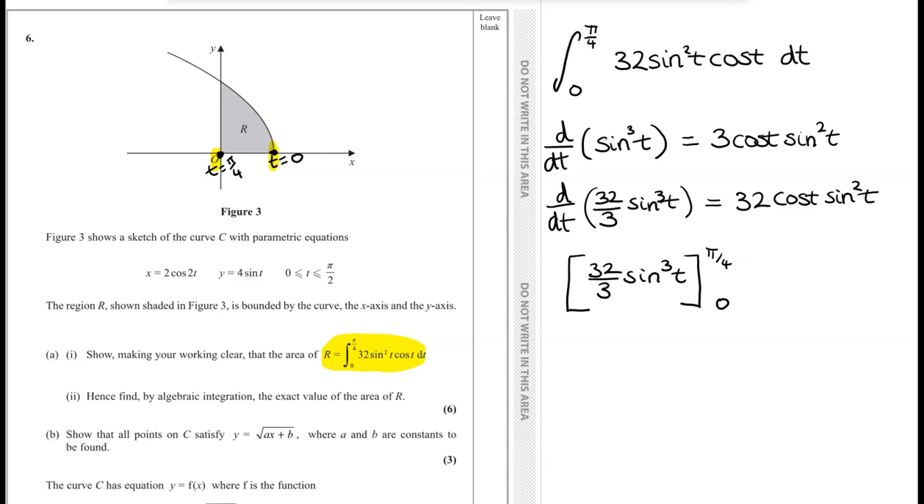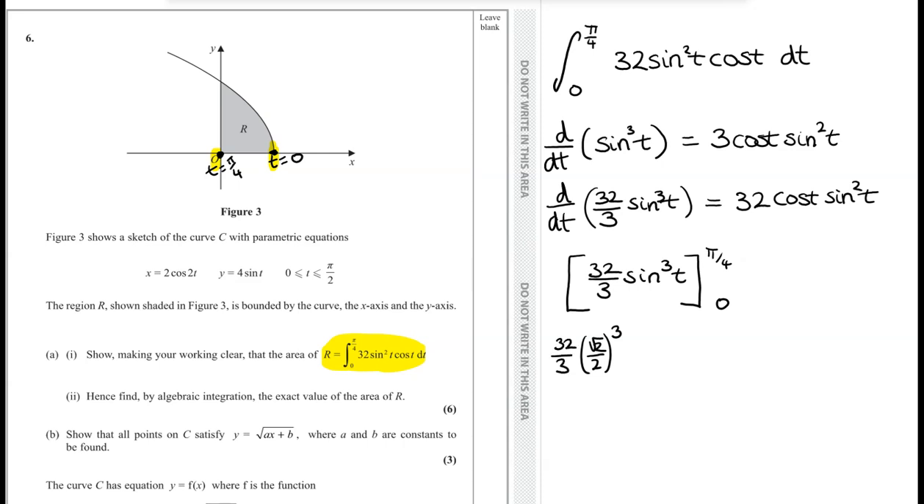So now we simply plug in our limits. We're going to sub in the pi over 4 and the 0. When I sub in pi over 4, so sine of pi over 4, we're going to get root 2 over 2, but then I'm going to cube that.